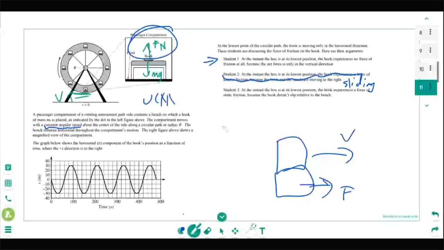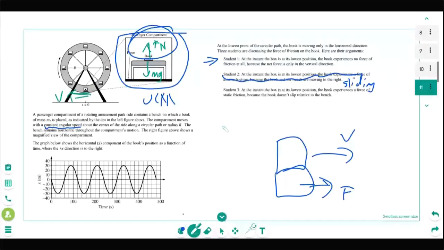If I look at the entire system, if I want to look at this entire object as one large system, the only force I need for it to keep moving in a circle is an upward net force. If I look at just the book and say, okay, now I need to accelerate the book in a circle, it still needs to have just an upward net force on it.